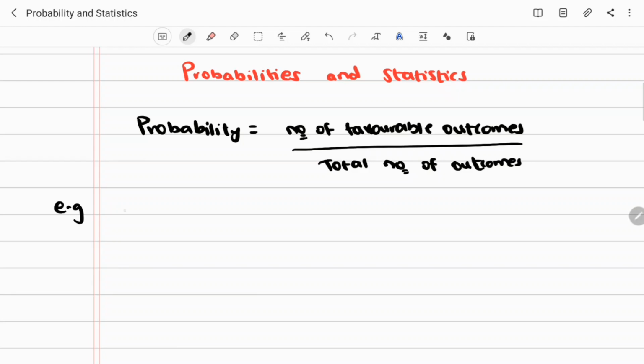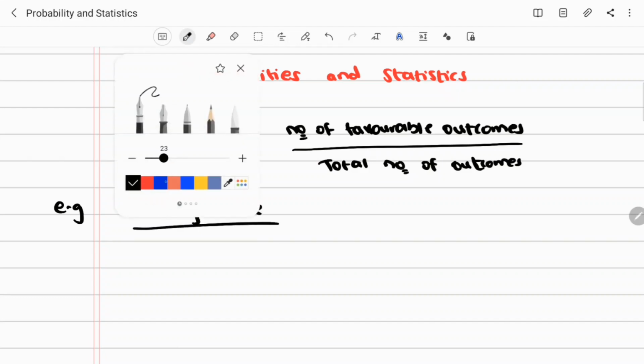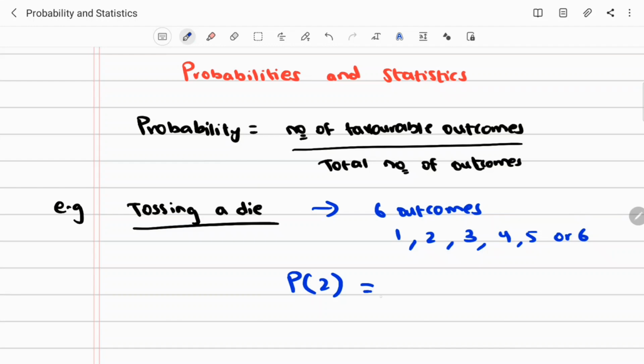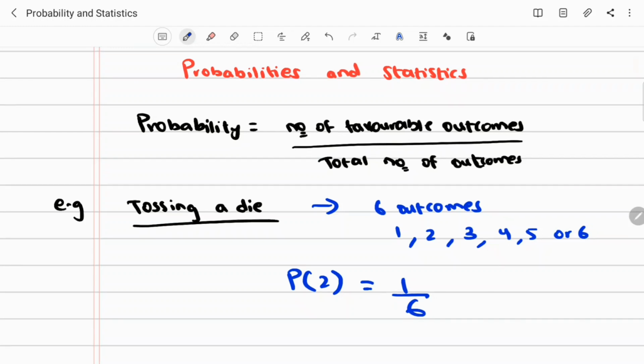For example, let's say we are tossing a die. When we toss a die, we've got 6 different outcomes. We could have either a 1, 2, 3, 4, 5, or a 6. So if I ask, what is the probability of obtaining a 2? We can have only one time that we will obtain the number 2 over 6 different outcomes. So the probability would be 1 over 6.